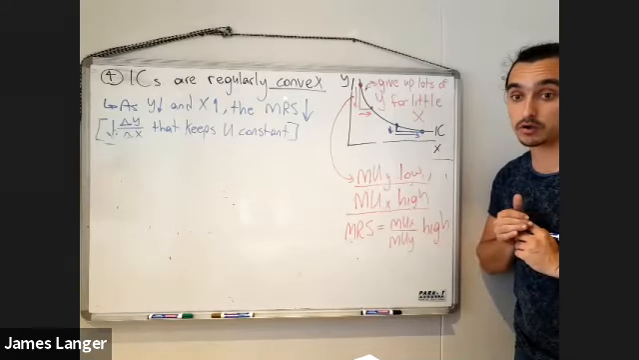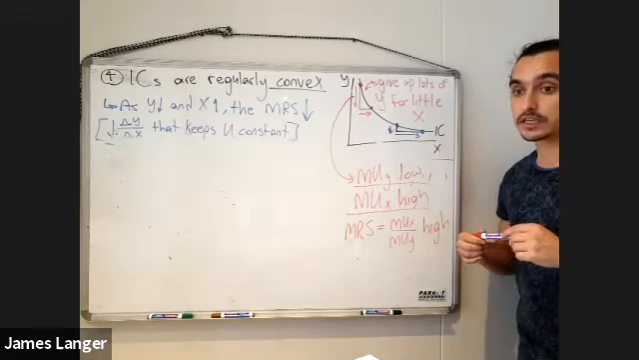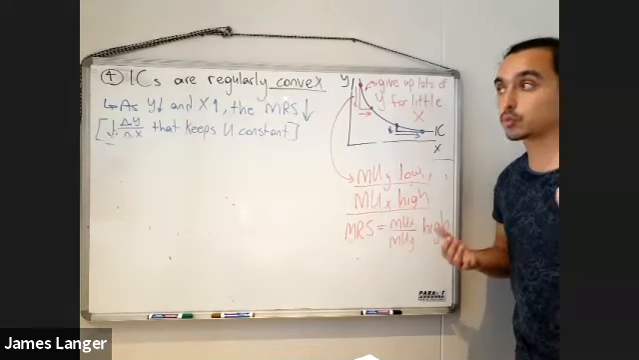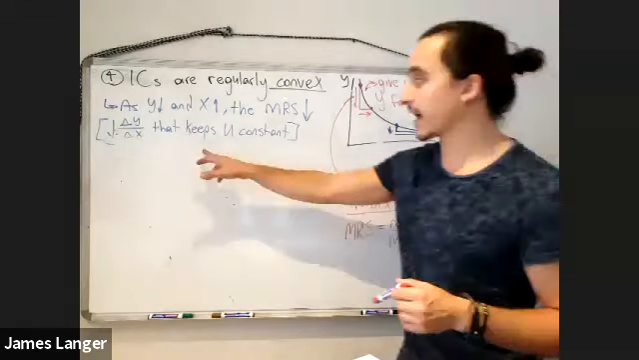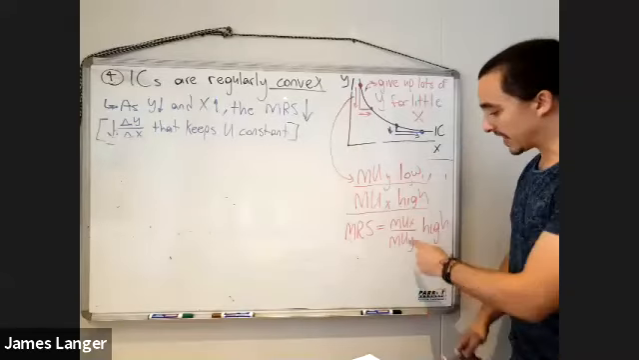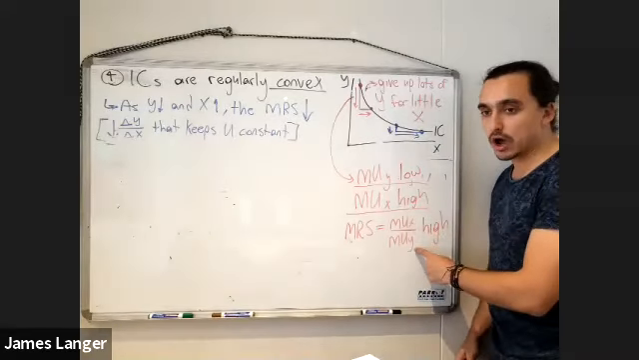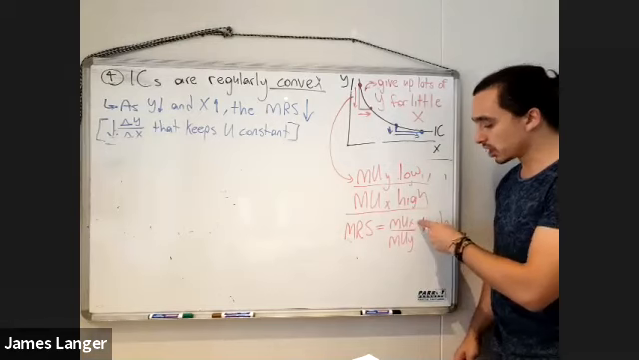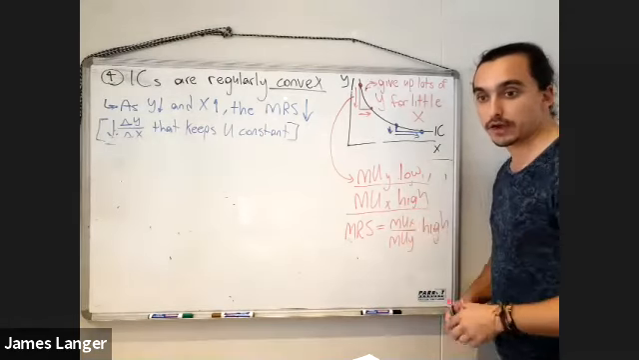So cool, everyone's good. So the equation of the slope is the change in y over the change in x that keeps utility constant. But this is MUX over MUY. This is not change. This is not change in x.